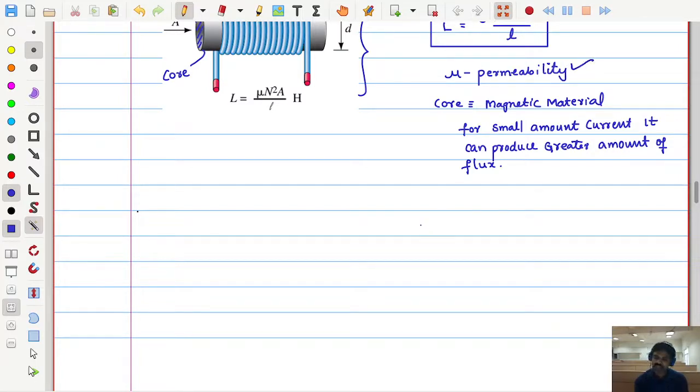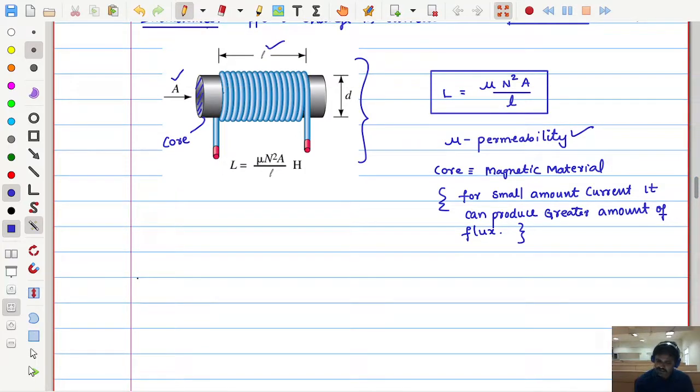We define that capability in terms of this parameter. Every magnetic material has its own permeability. Some reference point is defined based on experimentation and material characterization. So let us assume this mu permeability in this way, that it is the ability of a material to produce the flux. Usually for all magnetic materials this kind of property is applicable. For a small amount of current it can produce a greater amount of flux. Clear?